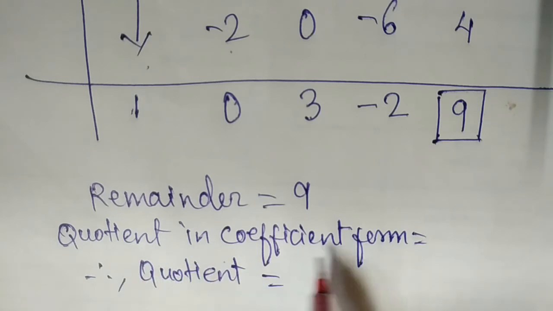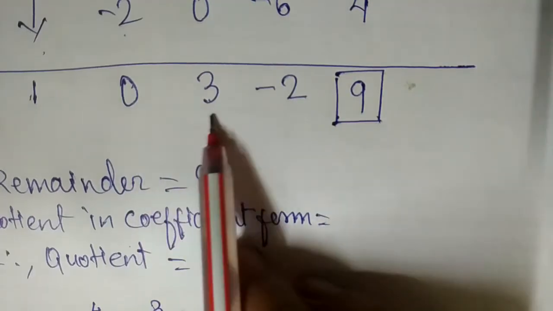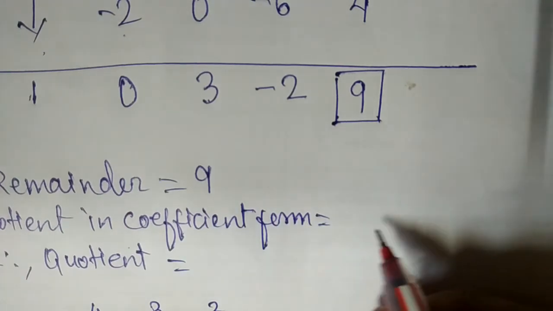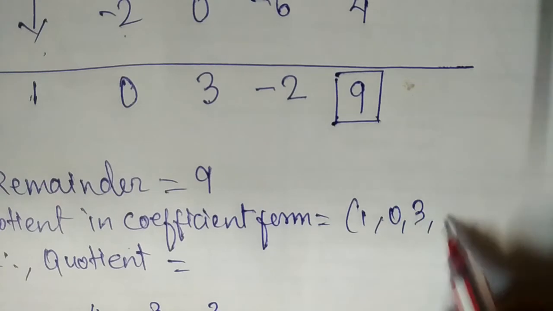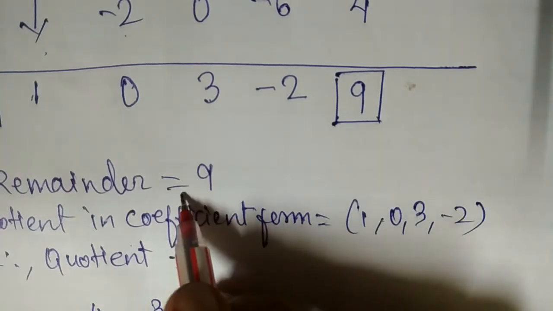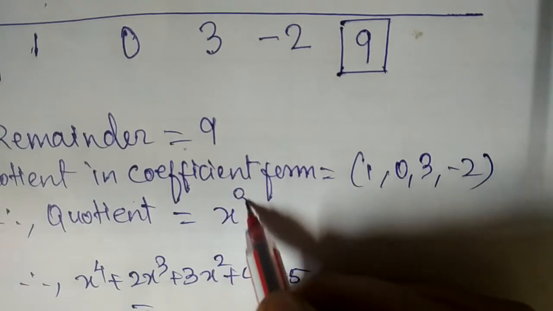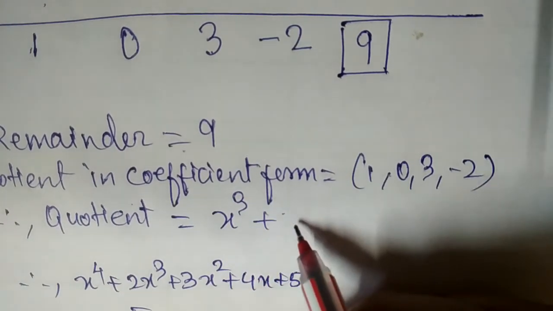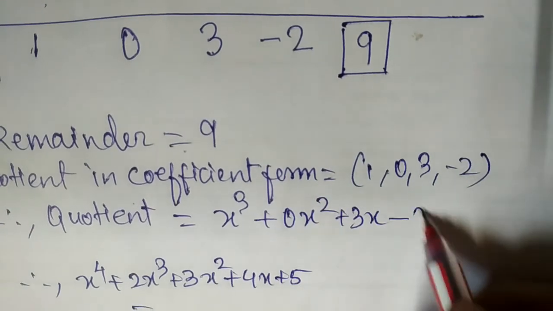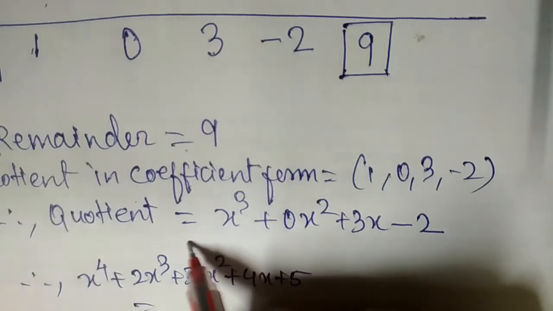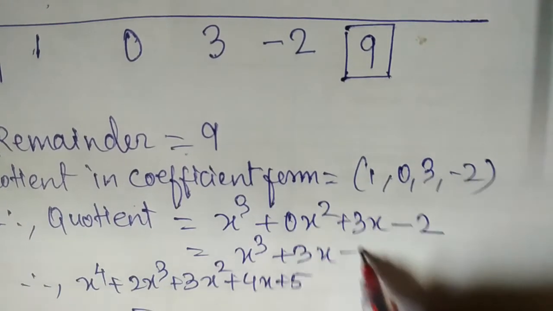Now quotient in coefficient form. What we will get in the coefficient form? 1, 0, 3, minus 2. That only we will write in coefficient form. That is 1, 0, 3, minus 2. This remainder will be written separately. Now the quotient in its form: x square plus 0x plus 3x minus 2. So here the value we are getting, x square plus 3x minus 2.